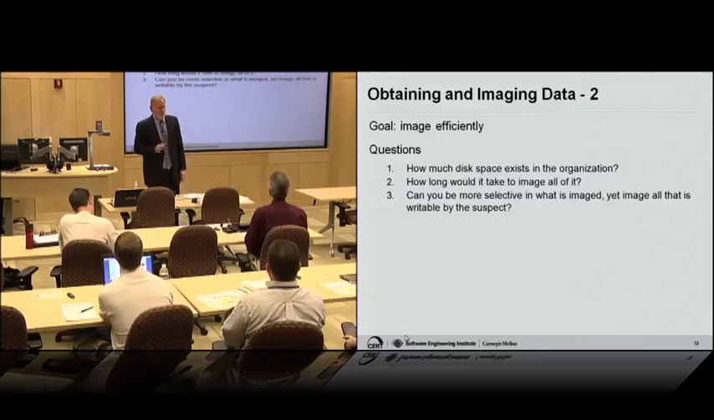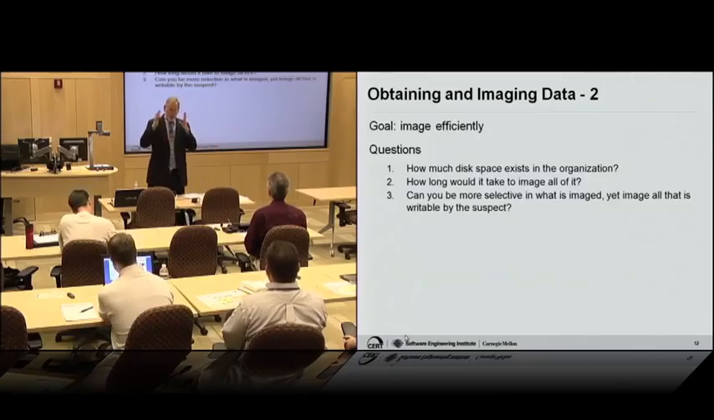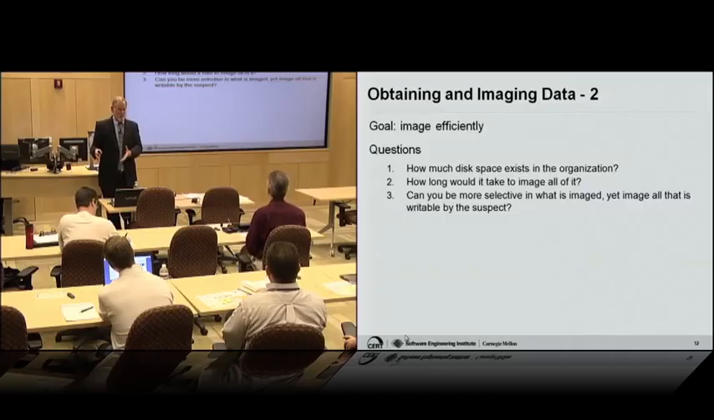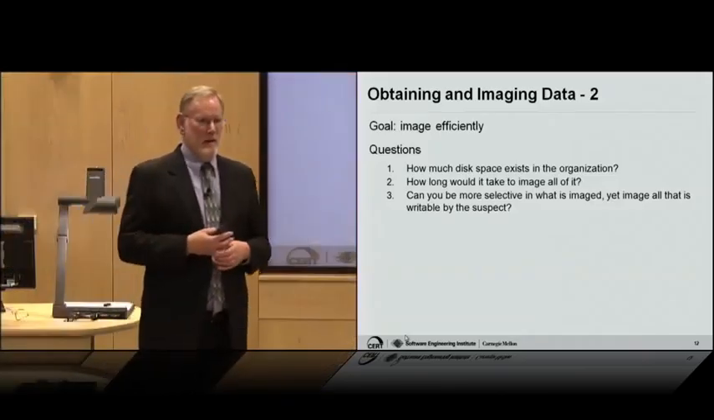You want to image efficiently, which means you want only what you need to analyze, because the idea is you're going to image stuff, you're going to take it back and read it into some computer system, and you're going to look through it. And if you have terabytes and terabytes of information, it's going to take a while for you to look through it, catalog it, etc. And so you want only what you need to do your job, if you can figure out what that is.